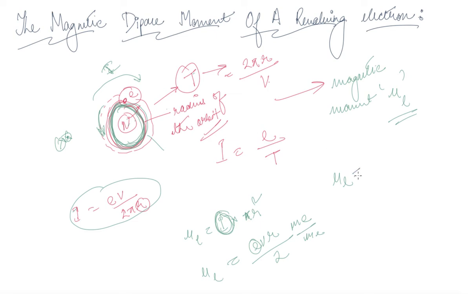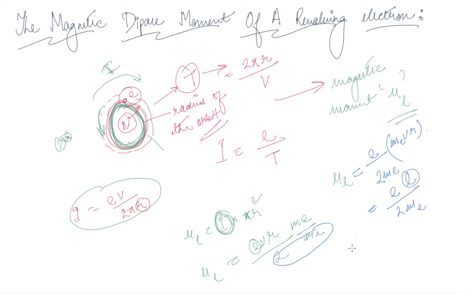μL is given by e into 2me, this 2me will come over here, into mevr. Now this is equal to e into L into 2me.